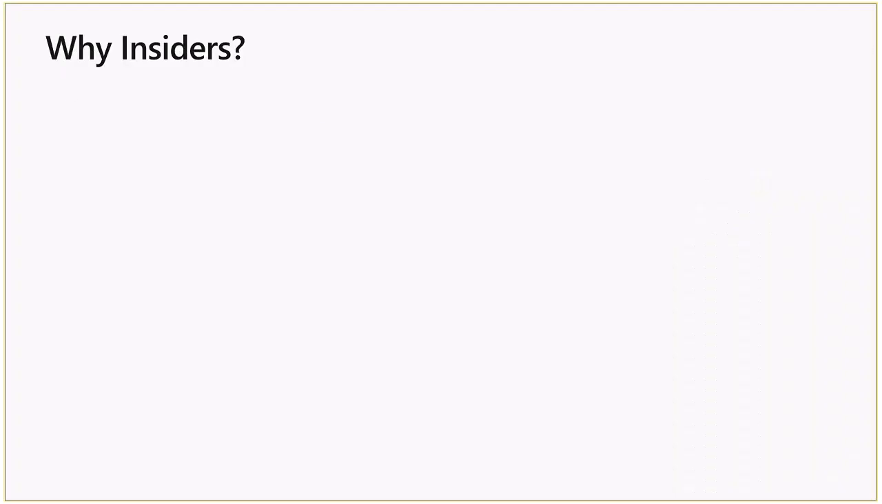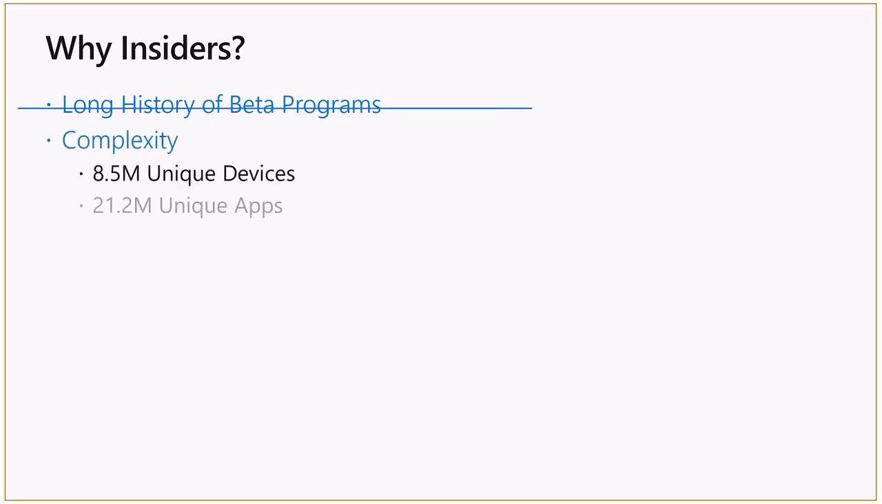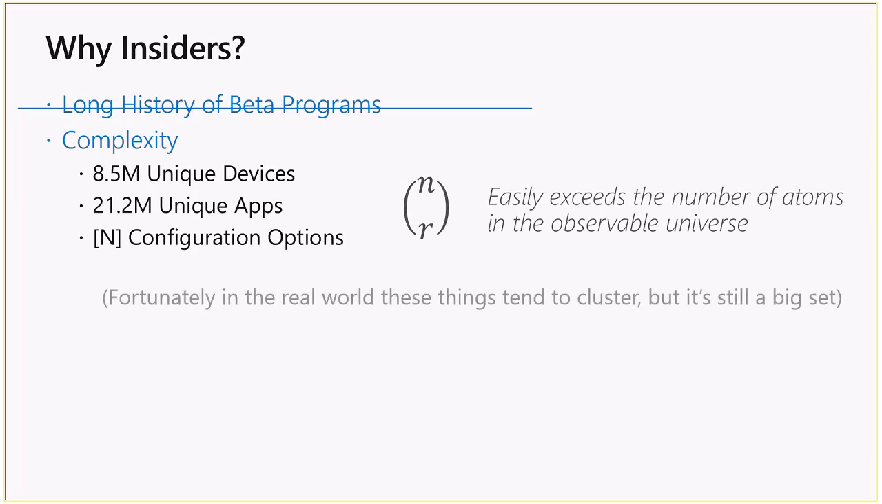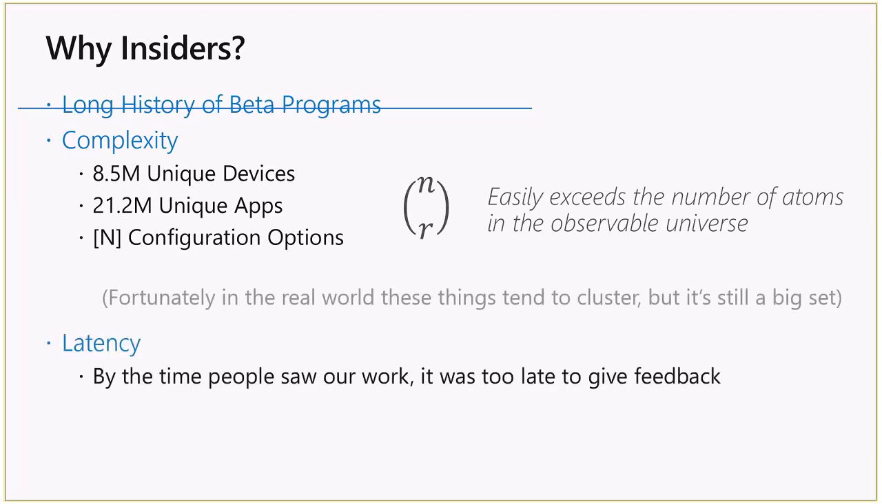We look at the Windows Insider program to solve basically two primary challenges we faced in testing our work. Complexity is the first. In the Windows ecosystem, there are 8.5 million unique devices and about 21 million unique applications. When you combine that and do the math, it's a huge number of combinations of configurations that have to be tested against. It's just crazy, right?